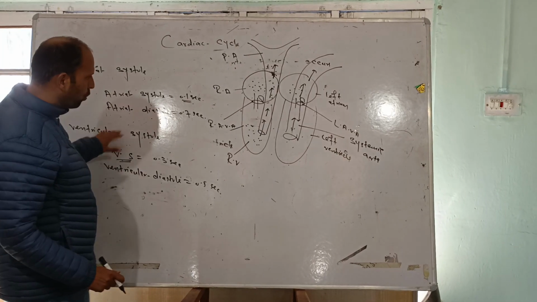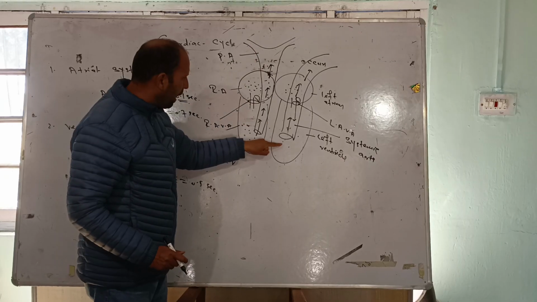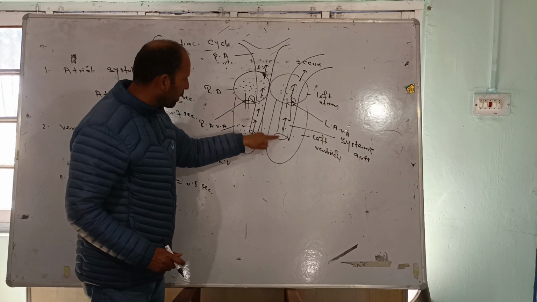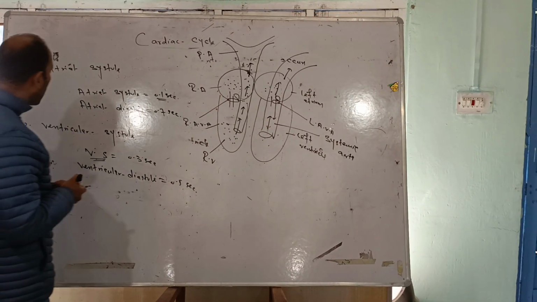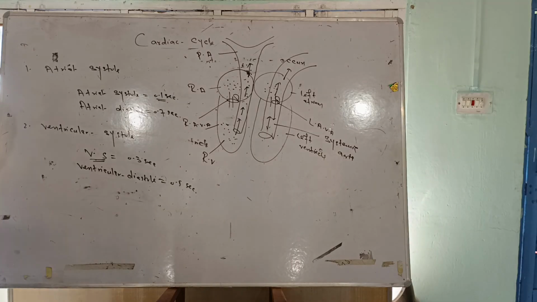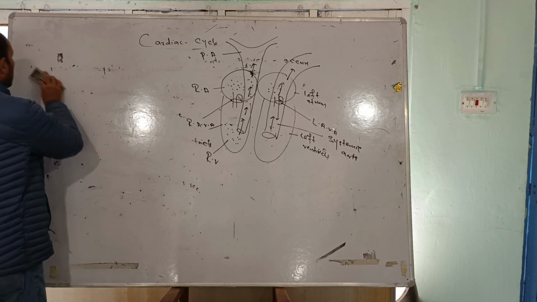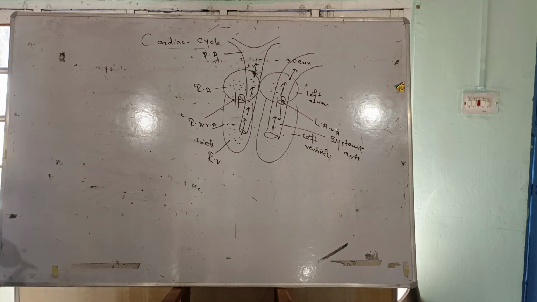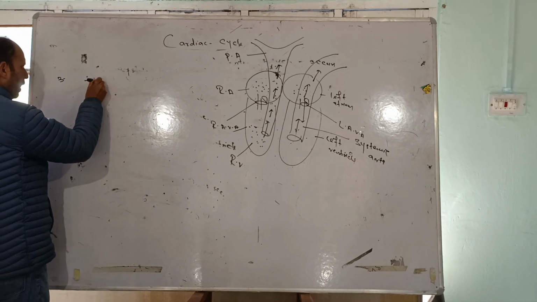During ventricular systole, the blood of the right ventricle goes to the lungs for oxygenation, and the blood of the left ventricle goes to all body parts, that is oxygenated blood. So we have one more part of the cardiac cycle. That part of the cardiac cycle is called the joint diastole. There's a third part of the cardiac cycle. The third part is what we call joint diastole.